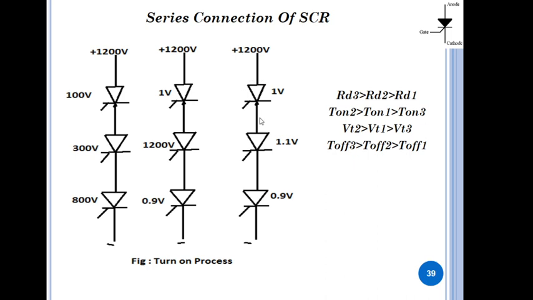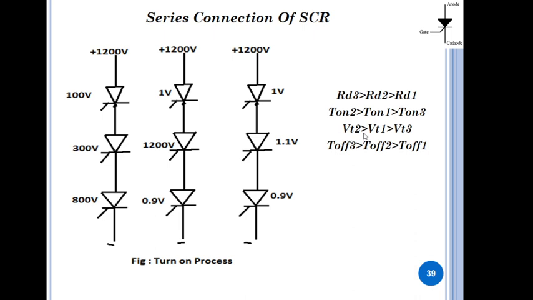Going towards the third figure. This third figure represents that all SCRs are in the conduction state. All SCRs have now come into the conduction state. When all SCRs are in the conduction state, the voltage across them is very small, and for a given current it depends upon the VI characteristics of the SCR.